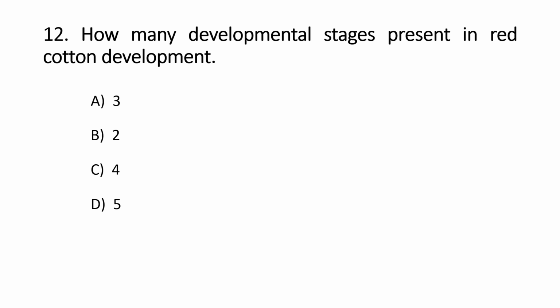Next, how many developmental stages are present in red cotton bug development? See, mostly these bugs are hemimetabolous insects, and we know in hemimetabolous insects there are 3 developmental stages present: egg, nymph, and adult. Now here the options are 3, 2, 4, and 5. So the correct option is 3. In the red cotton bug, 3 developmental stages are present. This is called a hemimetabolous insect.